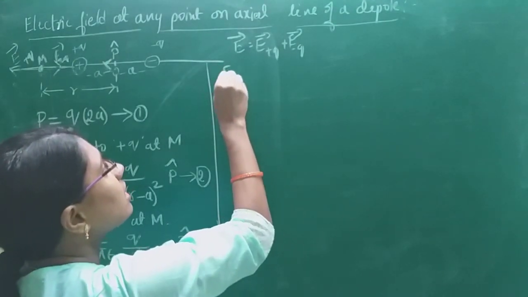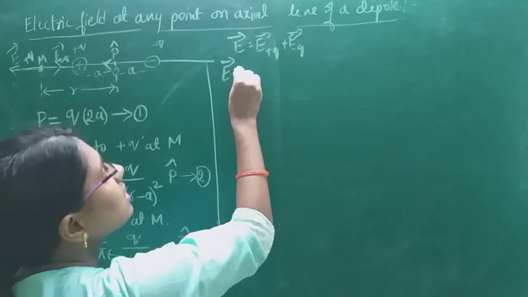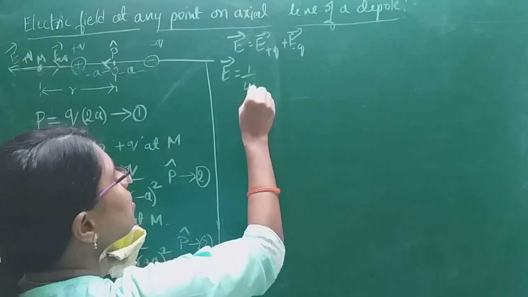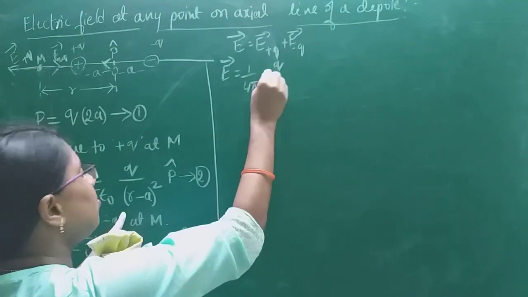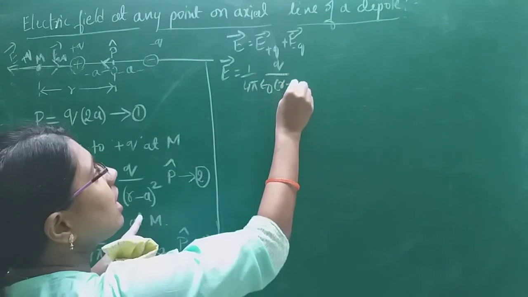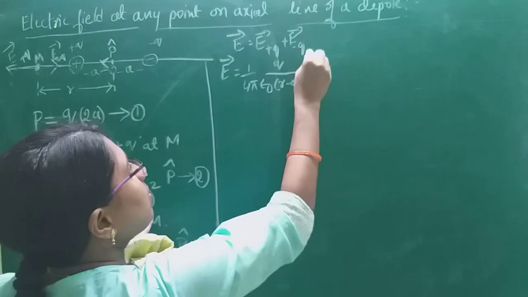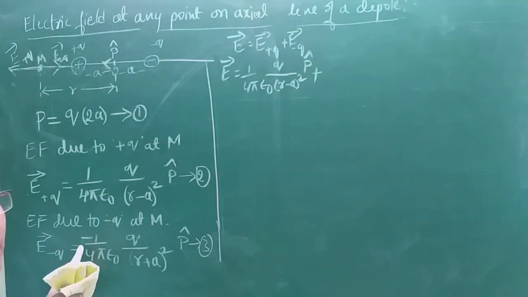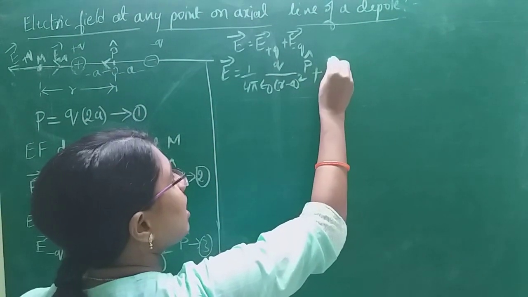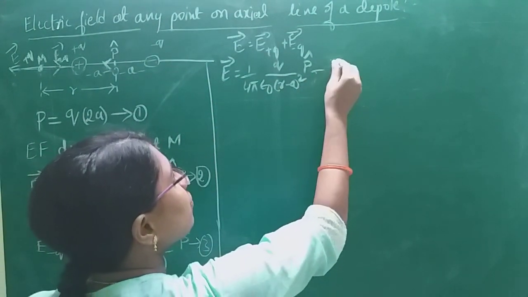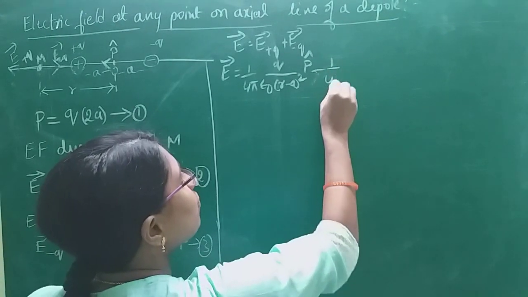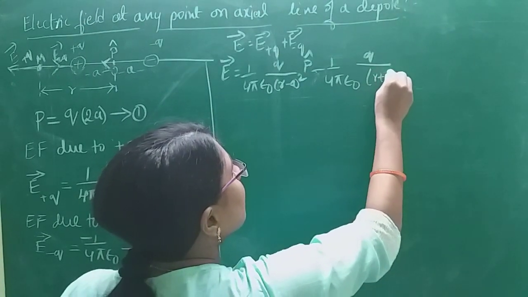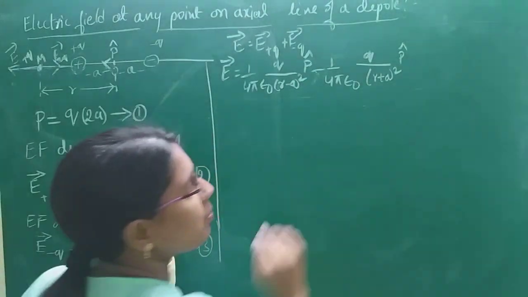Therefore, the total electric field vector E is equal to, vector E plus Q means 1 by 4 pi epsilon naught into Q divided by (R minus A) whole square into P cap. Then plus E minus Q value is minus, since minus into plus is minus, therefore minus 1 by 4 pi epsilon naught Q divided by (R plus A) whole square into P cap.